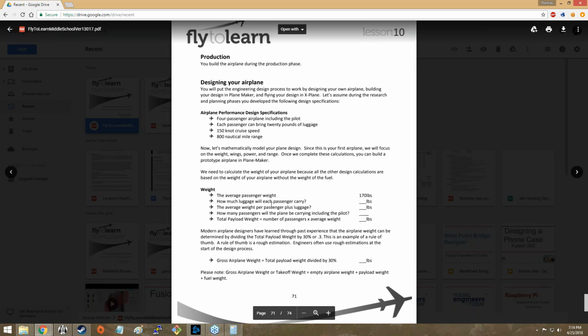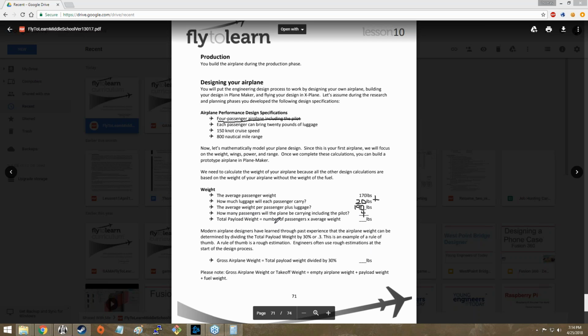Okay, so how much luggage will each passenger carry? We already know that each passenger is going to bring 20 pounds. So the average weight per passenger plus luggage, that's pretty simple. We're just going to add these two together. So it's going to be 190 pounds. Because if each person weighs on average 170 and each person is bringing 20 pounds, how much do they weigh plus luggage? 170 plus 20, 190. How many passengers will the plane be carrying, including the pilot? Well, we got a 4-passenger airplane, including the pilot, so 4 total.